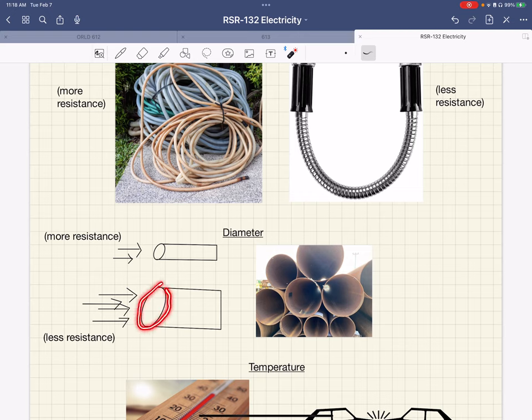As the diameter gets bigger, there's less resistance, which permits more current to flow. So again, as the diameter gets smaller, the diameter goes down, resistance goes up. But as the diameter goes up, resistance goes down. So with this one, you can say it's an inverse relationship.